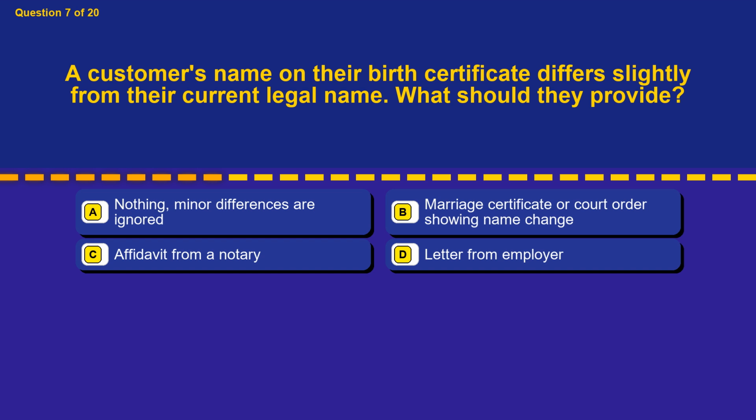Question 7. A customer's name on their birth certificate differs slightly from their current legal name. What should they provide? Option A, nothing, minor differences are ignored. Option B, marriage certificate or court order showing name change. Option C, affidavit from a notary. Option D, letter from employer.